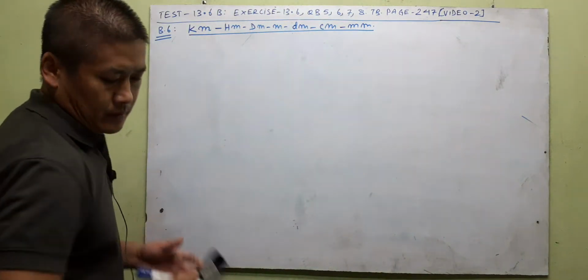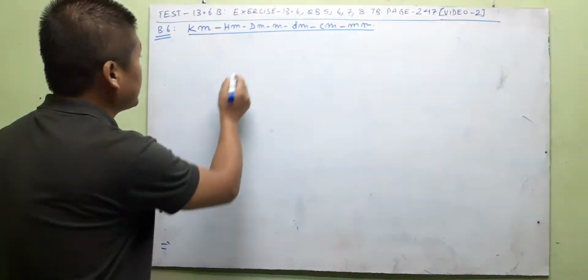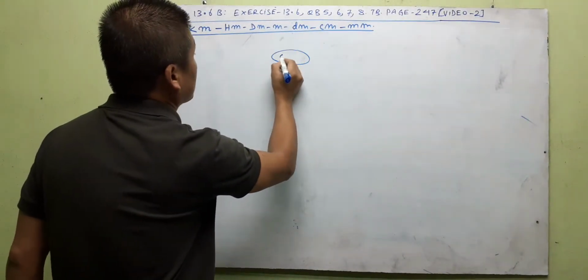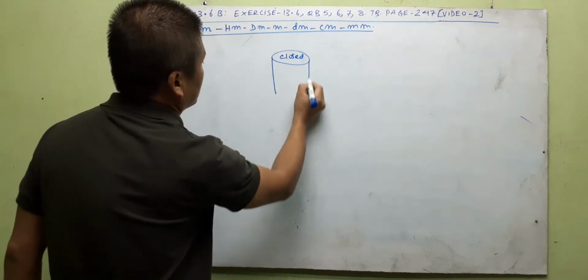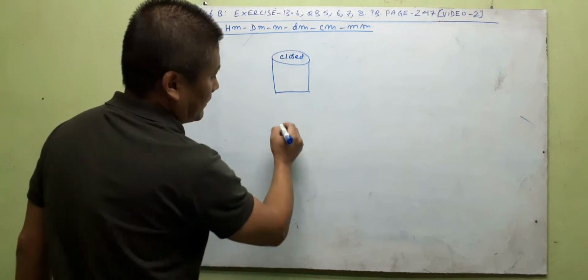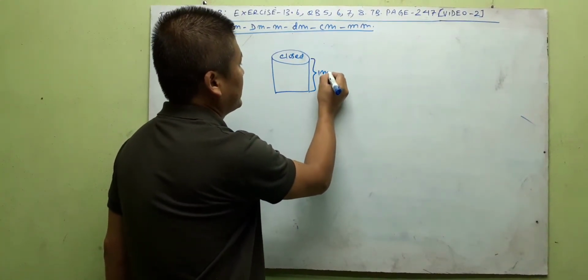Now B6, let me just draw the cylinder. The cylinder is closed, so remember that. The top is also closed, the bottom is also closed. So you may write the word "closed" there, to just remember that. And the height is 1 meter, as we read in the question very clearly. We remember that.